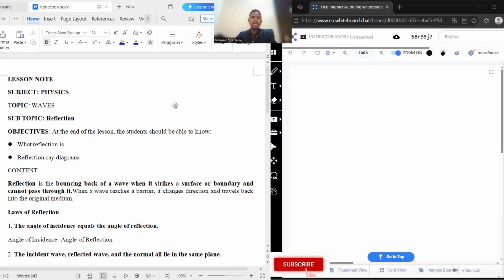Our subject for today is physics, where our topic is reflection. The objective of today's lesson is for you to understand what reflection is and reflection ray diagrams.